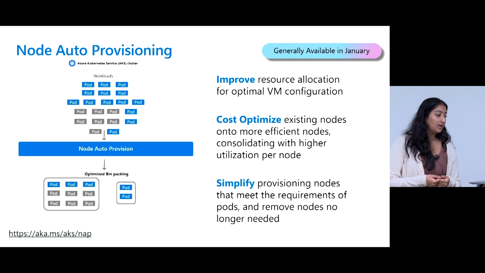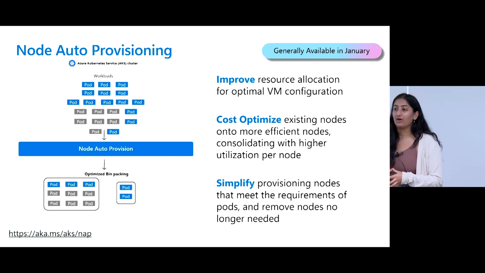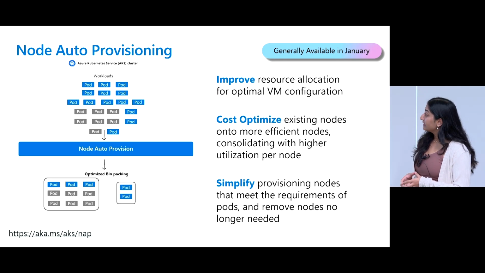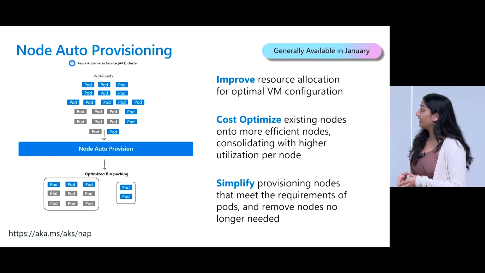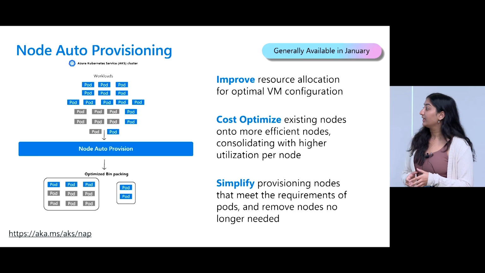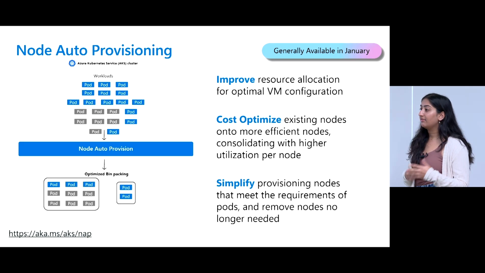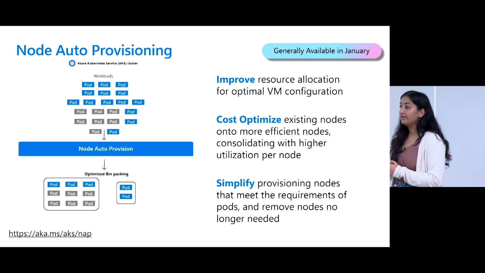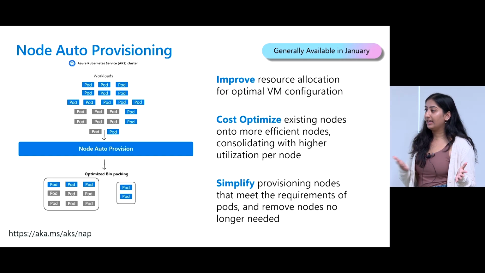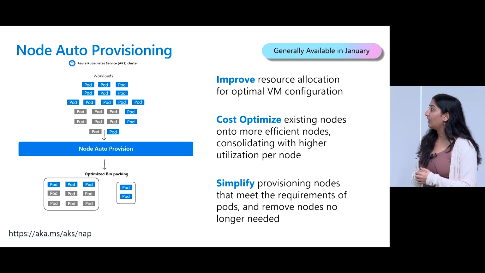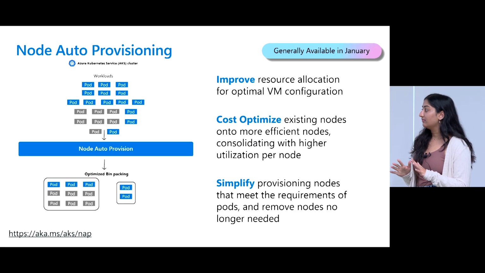So with node auto provisioning, I can explain a bit more on how it achieves the cost optimization. You can cost optimize existing nodes into more efficient nodes and consolidate with higher utilization per node. You would be simplifying your node provisioning experience, meeting the requirements of pods, and removing nodes that are no longer needed. So you don't want to have idle costs from your provisioned compute that's just sitting there. If you have spiky traffic, you can use Kata for those scenarios, but then also in addition to different types of auto provisioning techniques, reduce idle nodes in general.